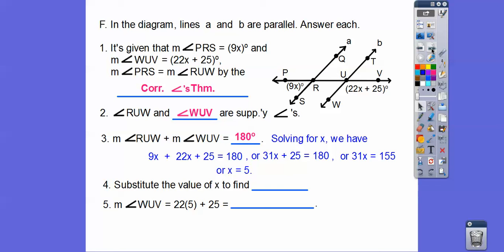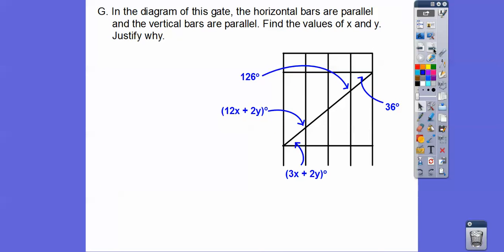Now let's substitute the value, because it says right here we want to find the measure of angle WUV. So we're going to substitute x into 22x plus 25. When we do that, 22 times 5 is 110, plus 25, or 135. All right, one more.